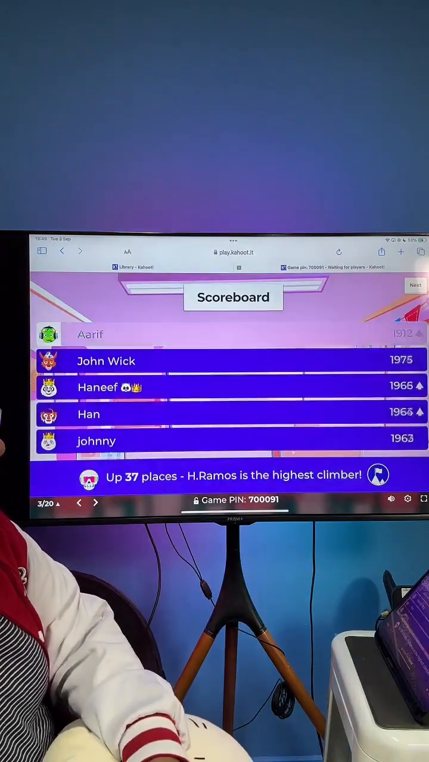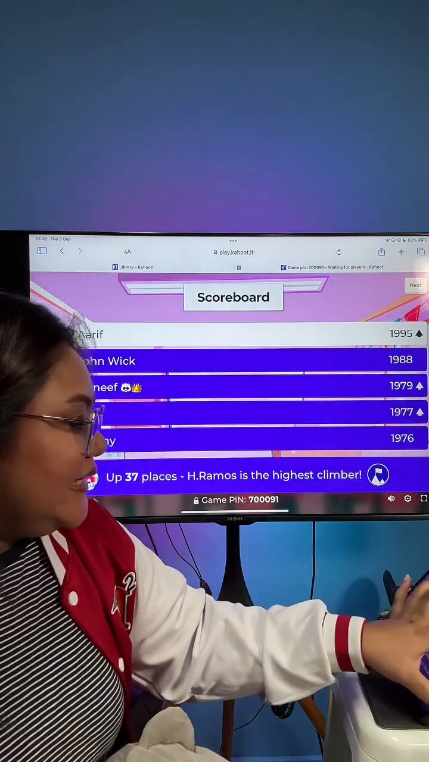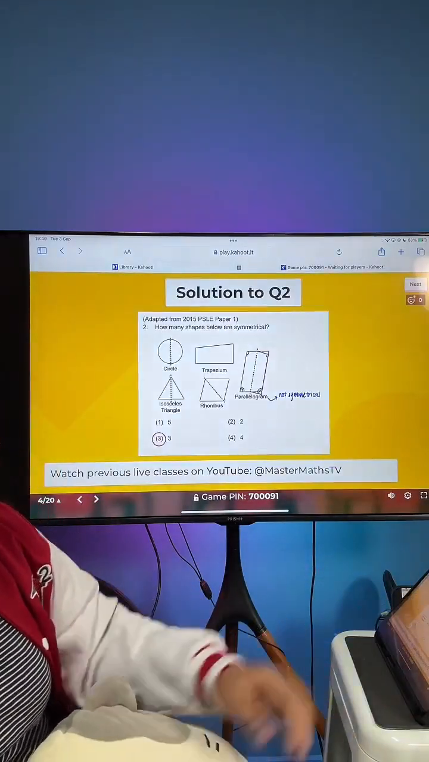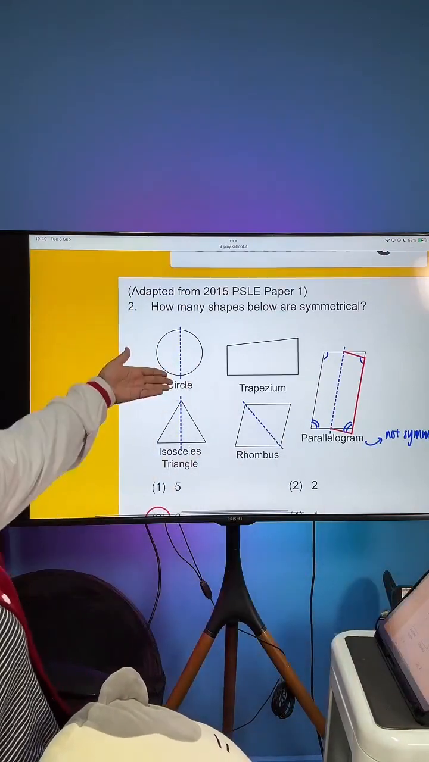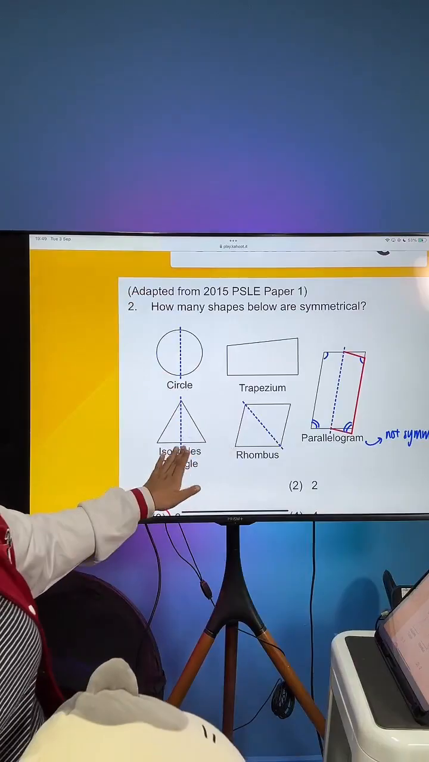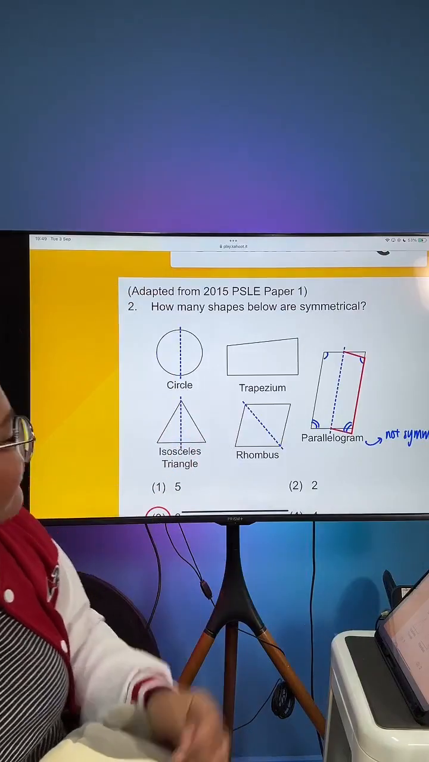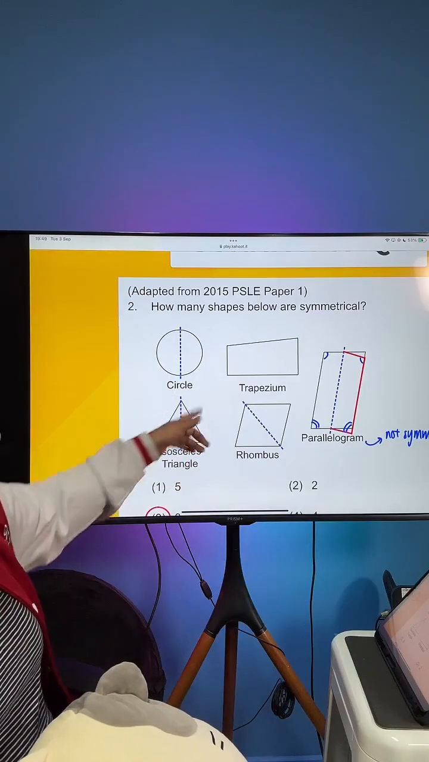Okay, so let's take a look at why. Arif, congratulations, good job. Okay, so why is it 3? Now, a circle is of course symmetrical. This can be one of your lines of symmetry. Okay, triangle, it can be in the middle here because it's isosceles. So you can have the vertical line of symmetry.